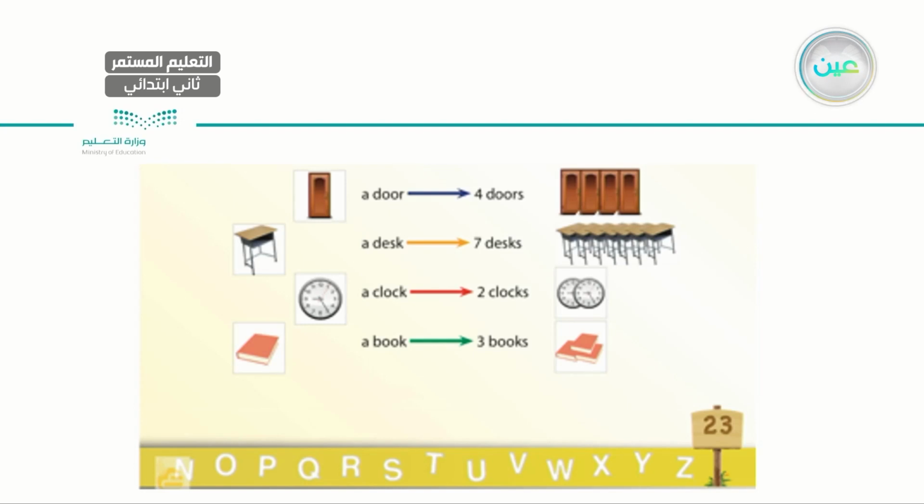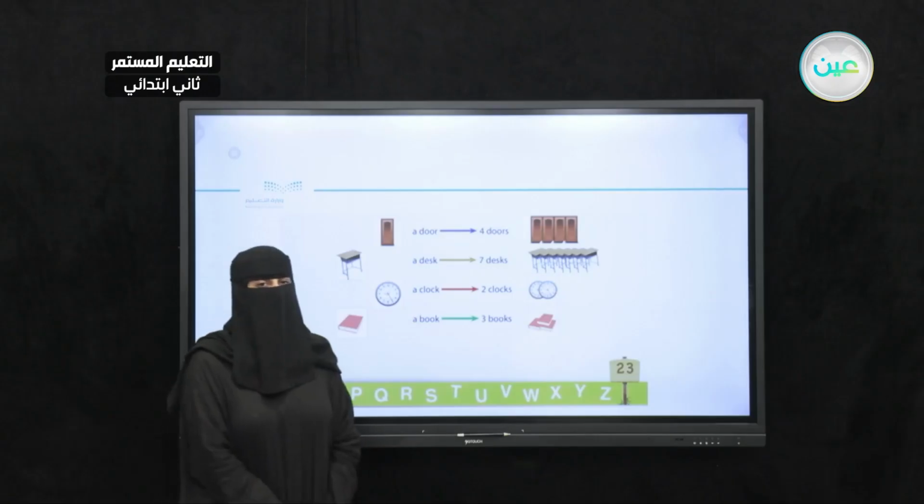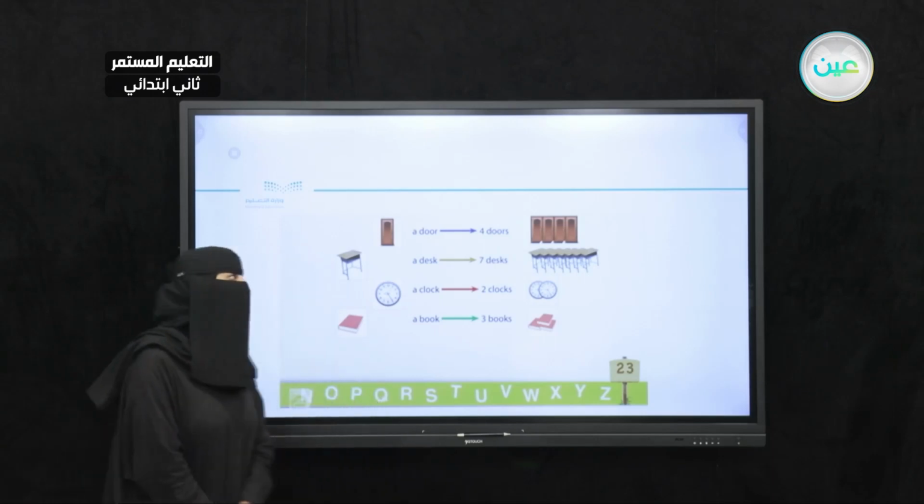I have a clock. A clock, singular. And I have 2 clocks. 2 clocks. One more time. 2 clocks. One last time. 2 clocks. Very good. I have a book. A book. I have 3 books. 3 books. Very good.